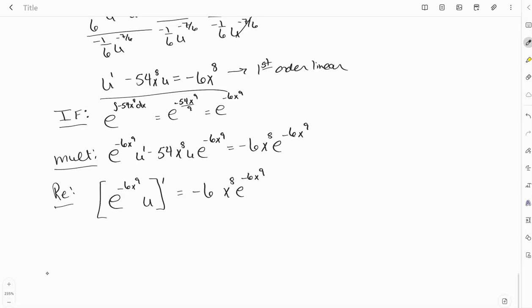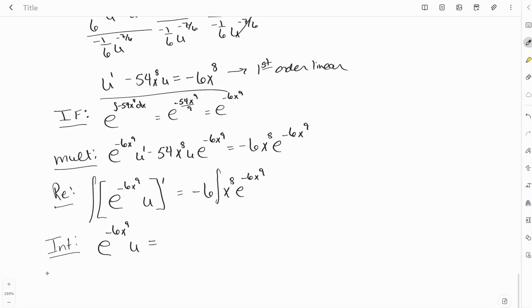Okay, this is where you should stop and check. Is this equivalent to this? First times derivative of the second plus second times the derivative of the first. And the derivative of e to the u is e to the u times the derivative of the exponent. So you can see how this is equivalent to that left-hand side there. And then we integrate. And I'm going to put my integral sign right here because I could factor that negative 6 out. So the left-hand side is just going to be e to the negative 6x to the 9th times u.